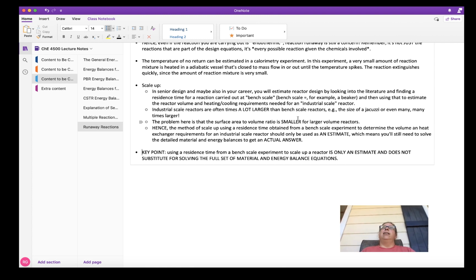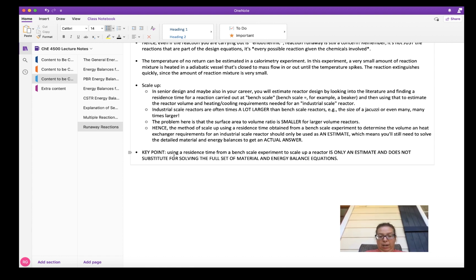In fact, a key risk of reaction runaway is scale-up that does not adequately take into account the change in surface area to volume ratio in going from your smaller reactor to your larger one. And this is especially true given that industrial scale reactors can be very large. So think about the size of a jacuzzi being a small industrial scale reactor. Some industrial scale reactors are much larger than that, significantly so.